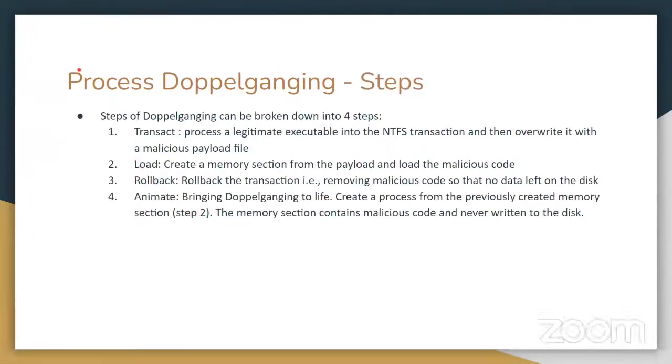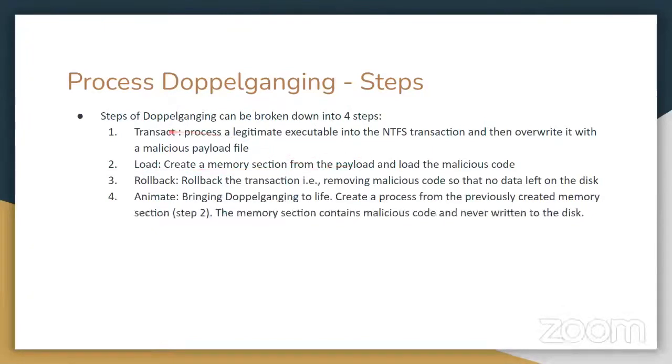Process doppelganging is broken down into four steps: transact, load, rollback, and animate. In the transact step, we open a legitimate file for the transaction, and then we write our payload into that transacted file. After that, with the help of that transacted file, we create an image section. And once we have created the image section, we do not need that transacted file.